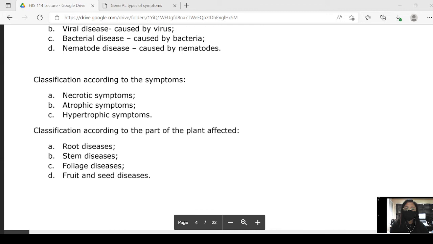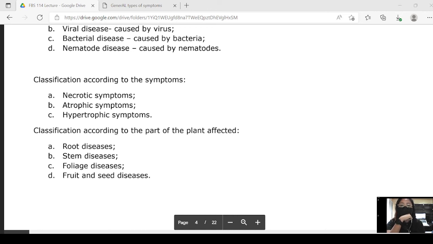Necrotic comes from the word necrosis. If there is necrosis, it causes death of living tissues. So, this symptom leads to death. Atrophic is also called hypoplastic symptoms. Hypo means low or small. Then we have hypertrophic symptom, from the word hyper, meaning excess or excessive. The difference between the two is that in atrophic, a specific part of your plant decreases in size, while hypertrophic, from the word hyper, has an excessive amount or excessive size of the plant part.